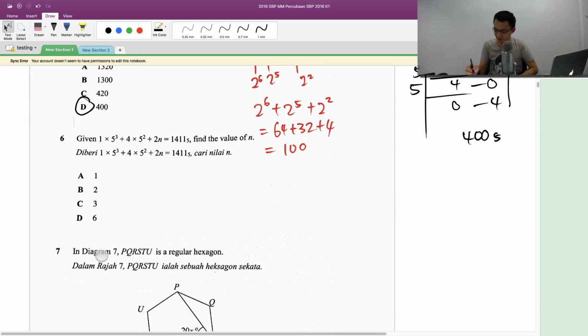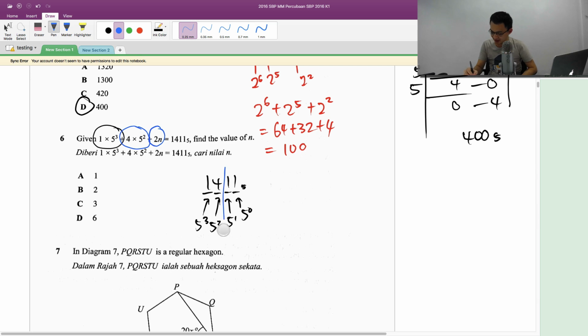So okay, this one. If I have 1411 base 5, you should know the positions: this one is 5 power of 0, this one is 5 power of 1, this one is 5 power of 2, this one is 5 power of 3. So over here I have 1 times 5 power of 3, which is here, and then I have 4 times 5 power of 2, which is here. And then I have another 2n. I want to know my 2n, which is basically the rest of here. Just in case you didn't see the plus, I focus on 2n.